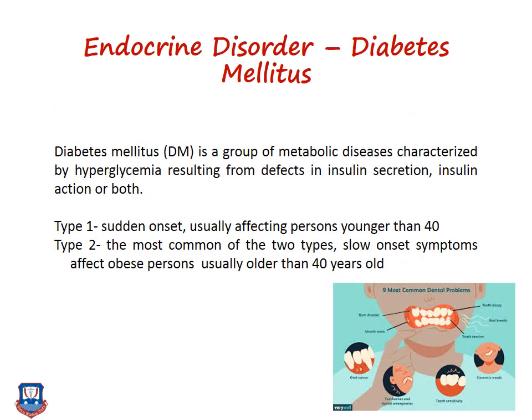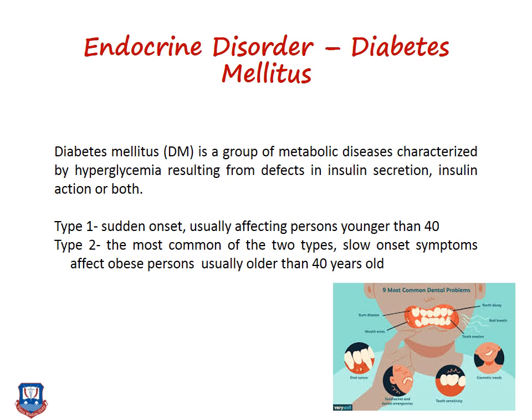So now we move on to the endocrine disorders, and in endocrine we will be discussing diabetes mellitus. Diabetes mellitus is a group of metabolic diseases characterized by hyperglycemia resulting from defects in insulin secretion, insulin action, or both. So either there is a defect in insulin secretion or insulin action, or maybe both.